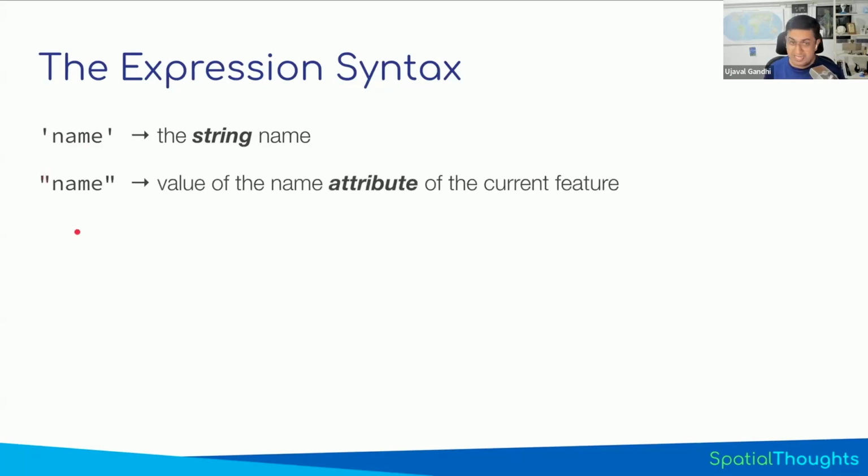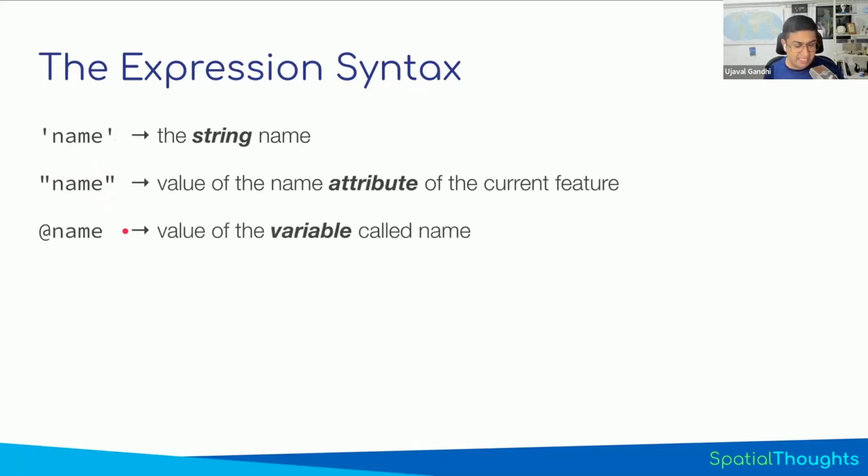If you put any text in double quotes, QGIS will think that's the value of the attribute. It's going to look for a column called name in your vector layer and say, what is the value of the name column for the current feature? So remember the quotation marks when you're writing your expressions: single quote when you want to refer to a text or a value, double quotes when you want to refer to a field value.